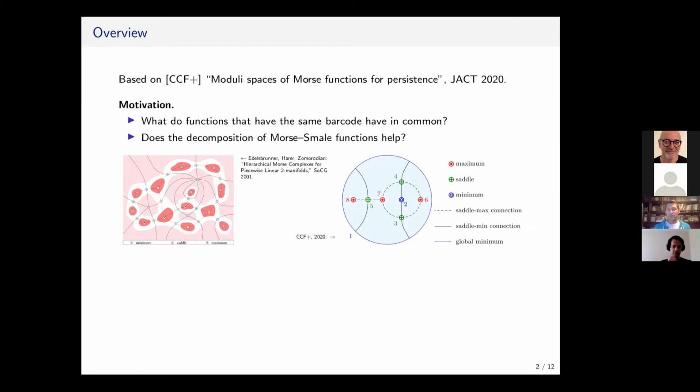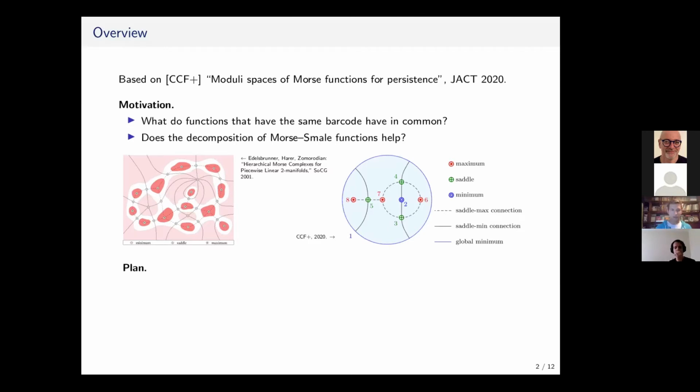And so the picture you see on the right here, I'll be using pictures like that quite a bit throughout this talk. And even though it's a disk, you should think of it, well, it is actually a function on a sphere. So you should think of the boundary of the disk as contracted to a single point. And this boundary will always be the global minimum. So in this case, there are some other minima, some other maxima, which are red, and the saddle points, which are green.